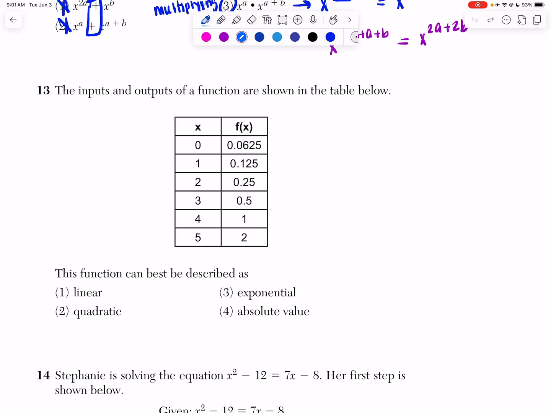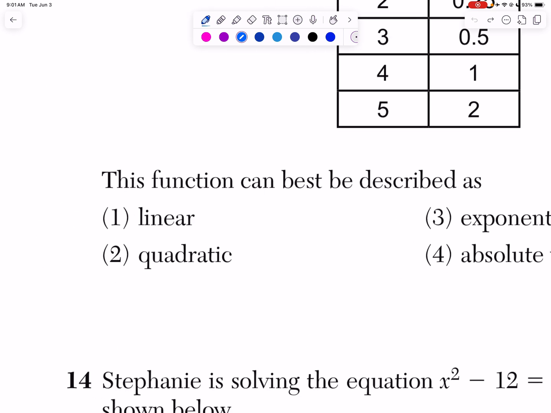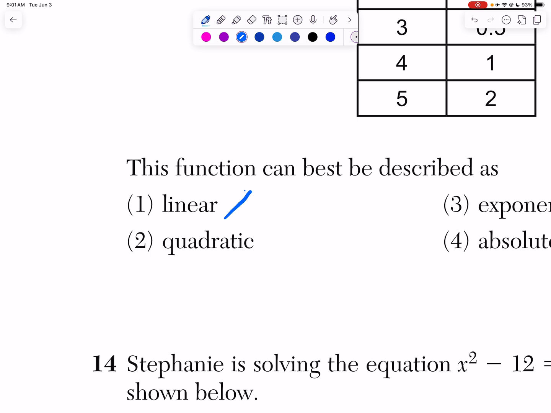Number 13, the inputs and outputs of a function are shown in the table below. This function can best be described as linear, quadratic, exponential, or absolute value. So if we remember, a linear function is a straight line. That's when we're adding or subtracting by the same value each time.